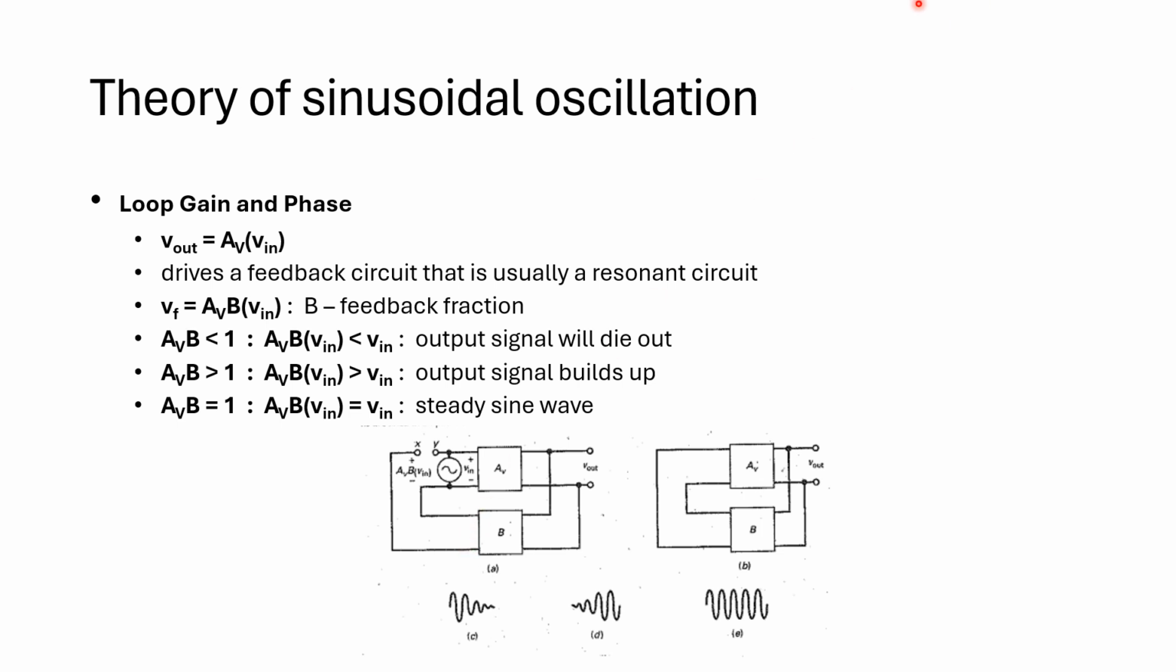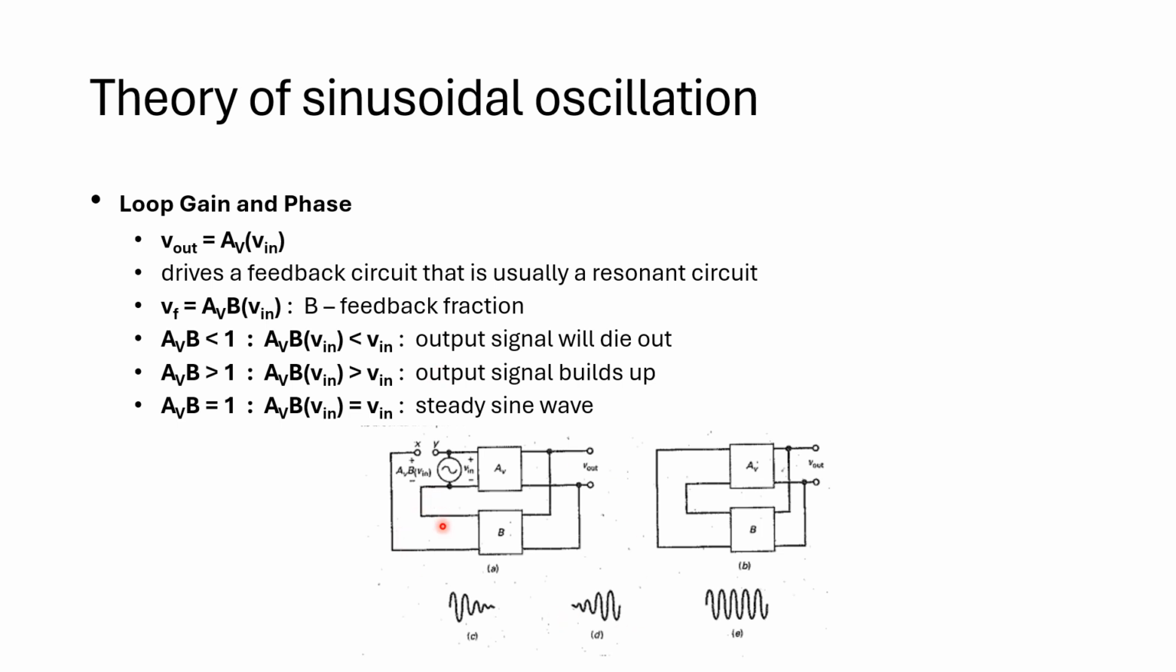Okay, so what happens next? This voltage drives the feedback circuit that is usually a resonance circuit. We get maximum feedback at a certain frequency, so this operates only at a single frequency. If the phase shift through the amplifier and feedback circuit is equivalent to 0 degrees, that means this VF here is in phase with V in.